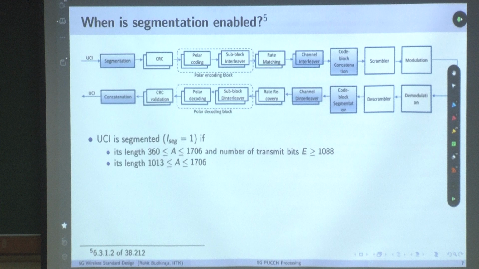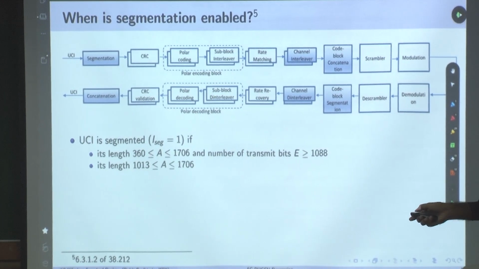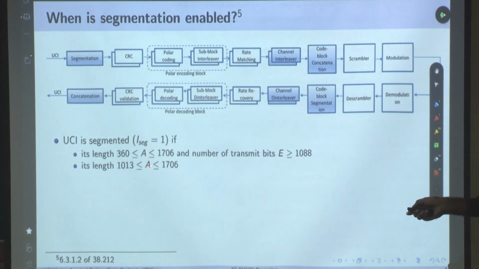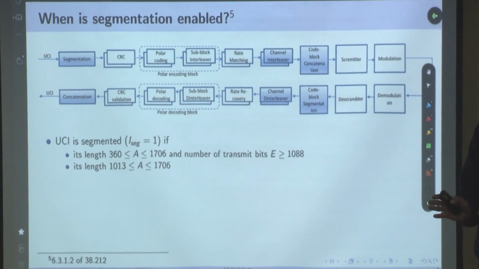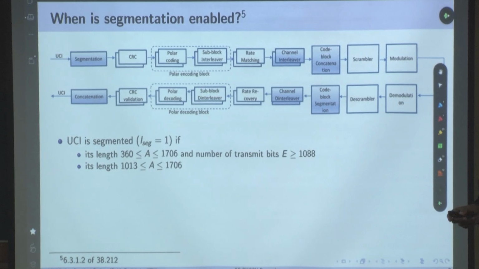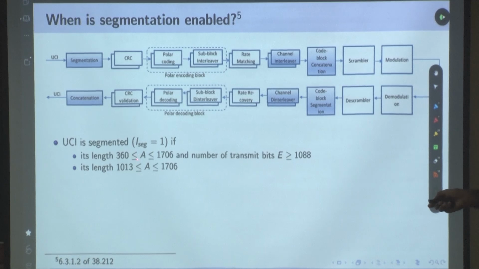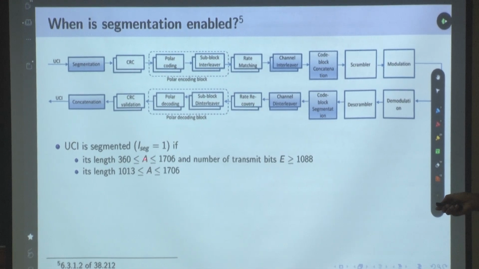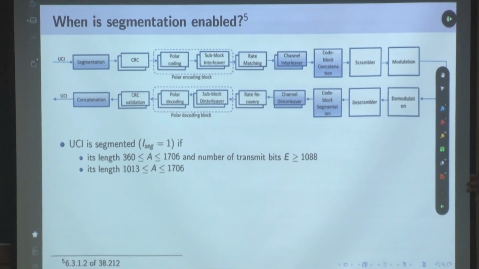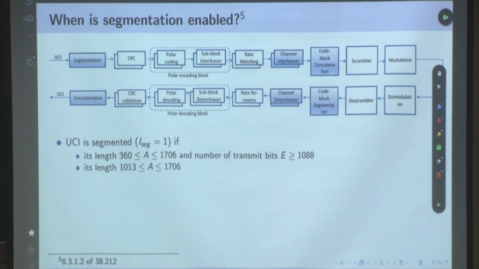The second condition is if the UCI is between 1013 and 1706. This case is easier to understand. Why? If A is close to 1024, you would like to segment it because the maximum polar encoder length is 1024. Here also, A is much lesser than 1024. One reason you can see is that you want to segment it into two equal size code blocks.